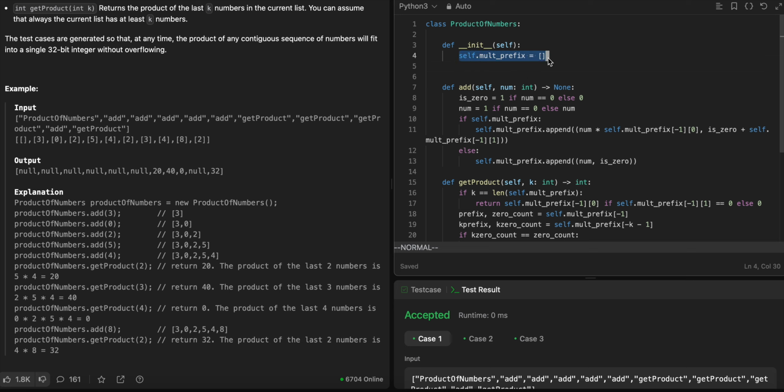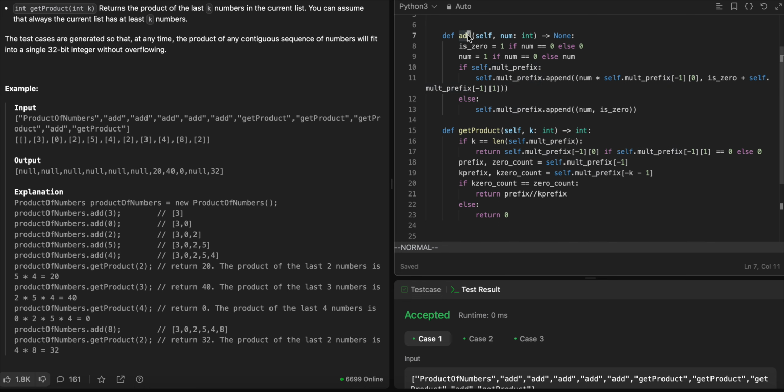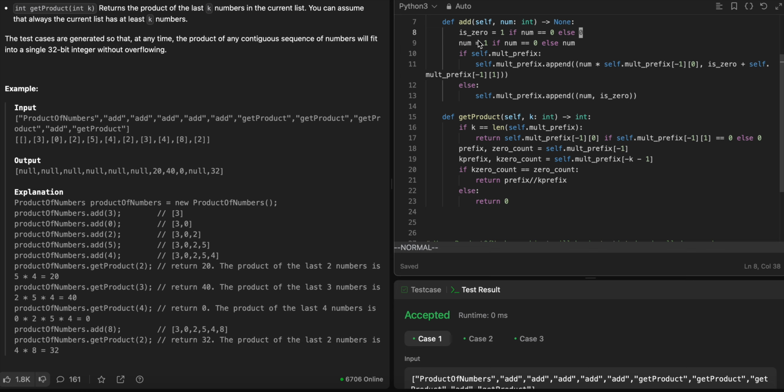So basically, we start off having this multiplication prefix array, and then in add, I'm going to check if number is 0, I'm just going to assume it's 1. Else it's going to be 0. So this is just a zero flag where it's set to 1 if the number is 0. Otherwise, it's just going to be 0. And then I'm going to change number to 1 if it's 0.